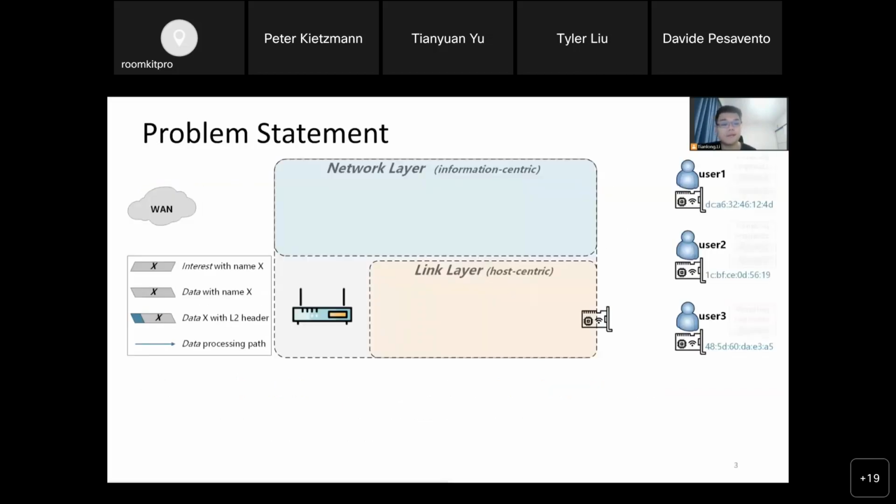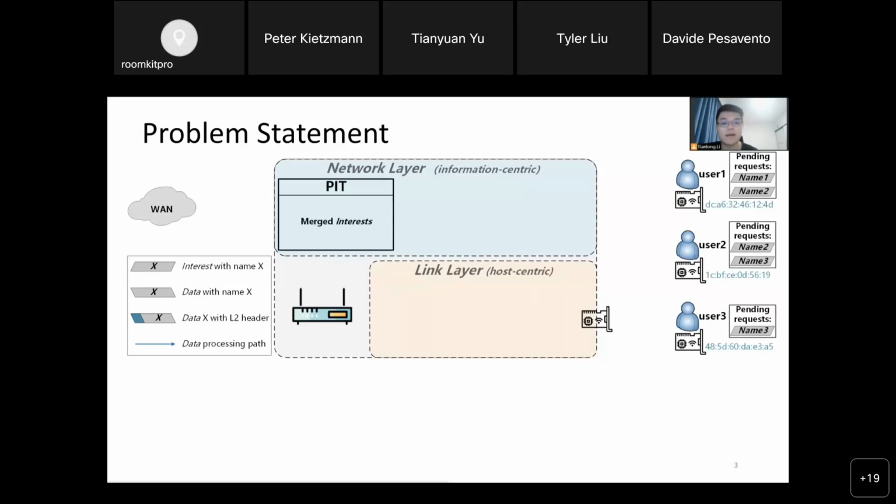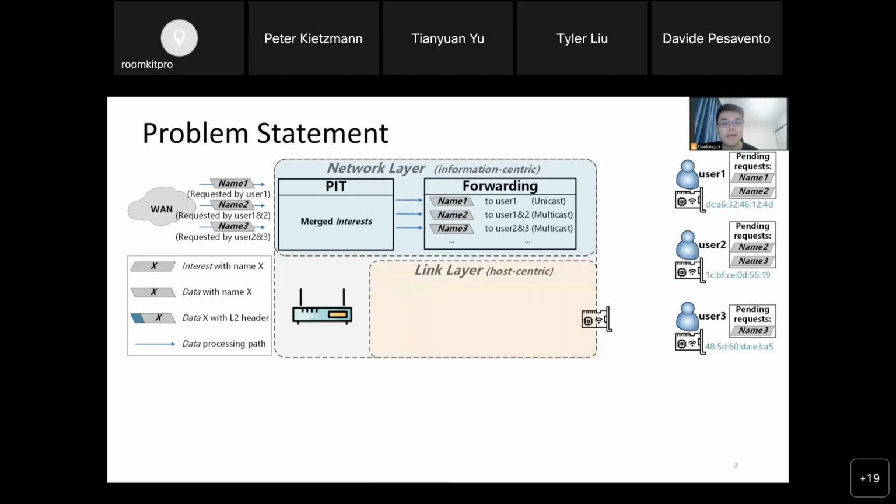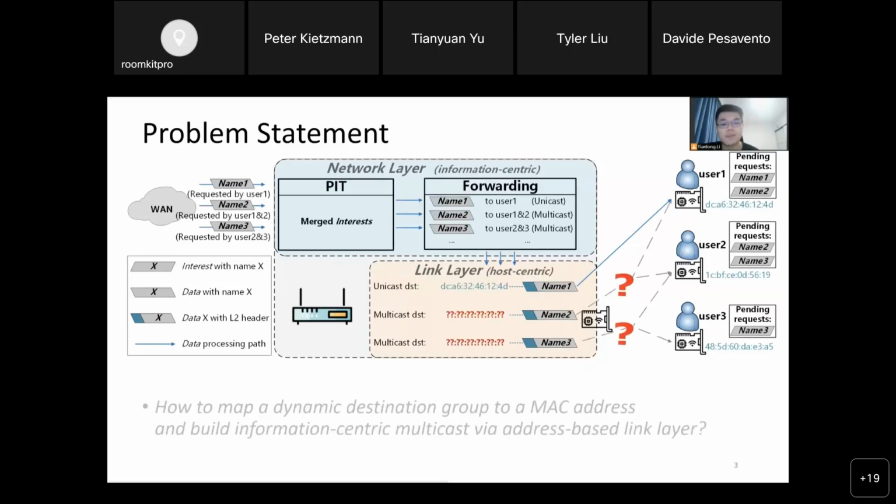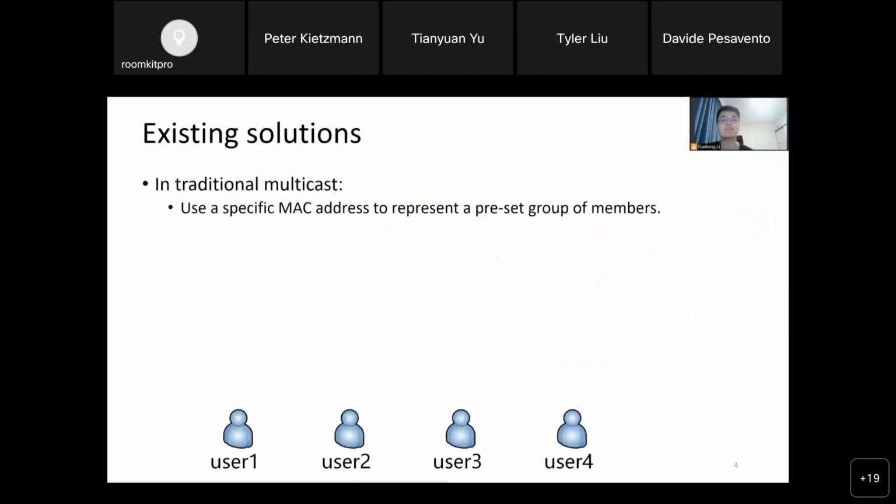As illustrated, the multicast requirements and the groups are formed dynamically in NDN, and the network layer supports native multicast. However, in the link layer, the unicast frame can use the remote hardware MAC address for transmission, but for multicast frames, what destination MAC addresses should they use? Hence, there is a gap between NDN multicast and the host-centric link layer multicast. How to map a dynamic destination group to a MAC address and build information-centric multicast via an address-based link layer?